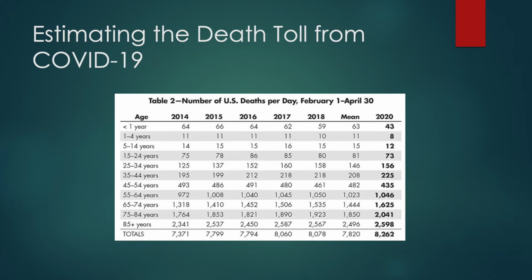Table 2 in the article shows the number of US deaths per day from February 1st through April 30th. Because of leap years in 2016 and 2020, the number for each year was not precisely comparable, so the authors adjusted for this by calculating a daily death count as shown in this table. Then what the authors did was they calculated the mean for each of the different age strata that we have used for our stratification.